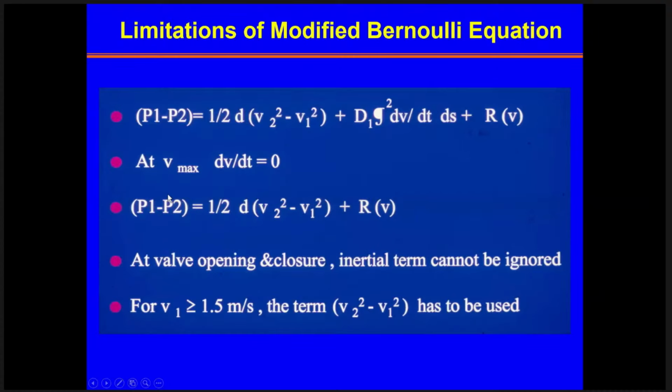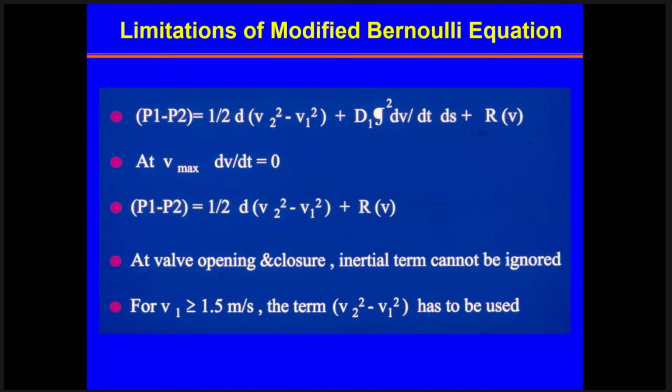There are limitations to the modified Bernoulli equation. This is the full equation. And if you take a closer look, you can see that there is a differential of velocity with time. At the maximum velocity, which is the time when we are plugging in the values for V2 and V1, the differential is 0, and that can be ignored, and that's the term that you are left with. However, at valve opening and closure, the inertial term cannot be ignored if you want to be more comprehensive.